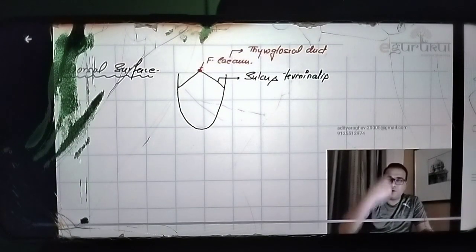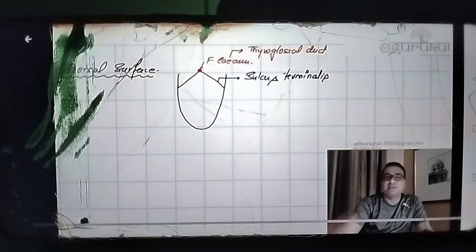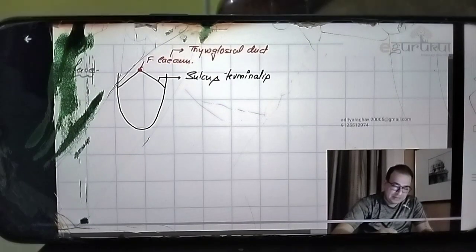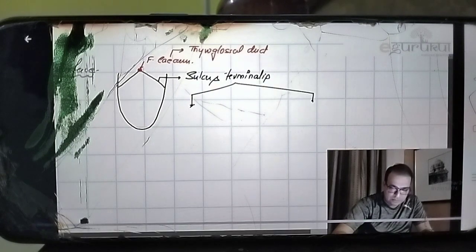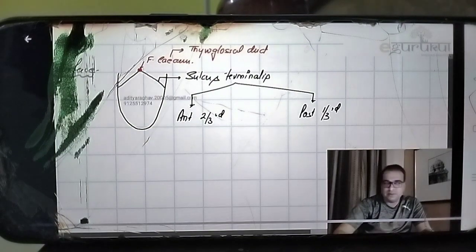So lingual thyroid is the one when the thyroglossal duct doesn't go down and the thyroid gland develops exactly on the tongue itself. So the sulcus terminalis, as I said, what it is doing, it is dividing the tongue in two parts, the anterior 2/3 and posterior 1/3. So there's an anterior 2/3 and posterior 1/3 of the tongue. It is divided by the sulcus terminalis.